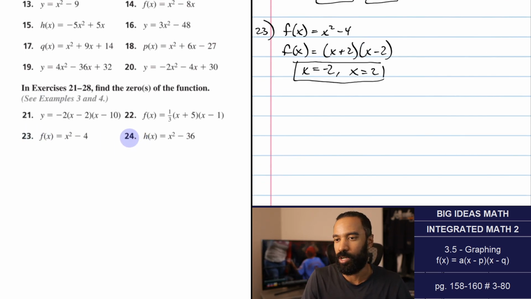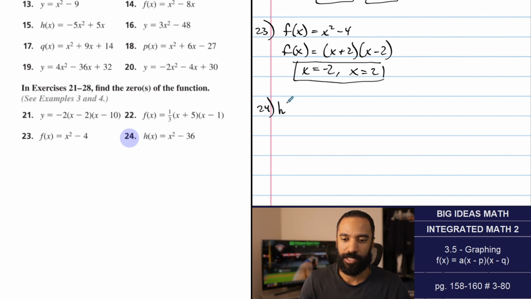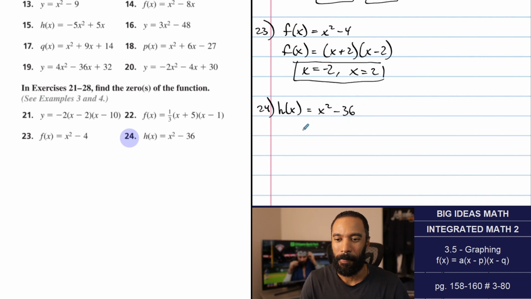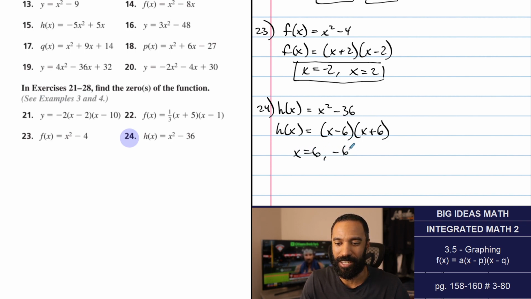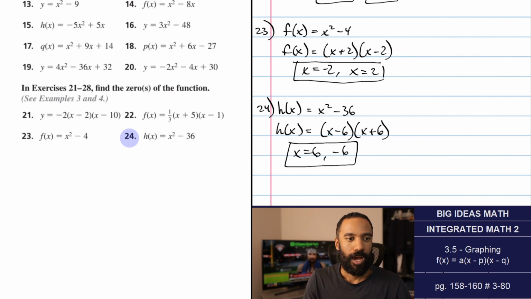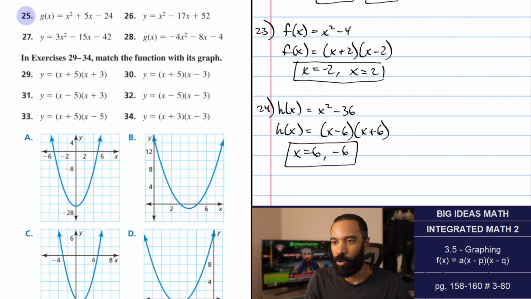Another difference of two squares in number 24. So we got h of x equals x squared minus 36. This is where I get my speed, right? h of x factored is x minus 6 times x plus 6. I'm not even that much done. So x equals 6 or -6 there as your zeros. Okay, let's go on. There's still 4 more within this set.